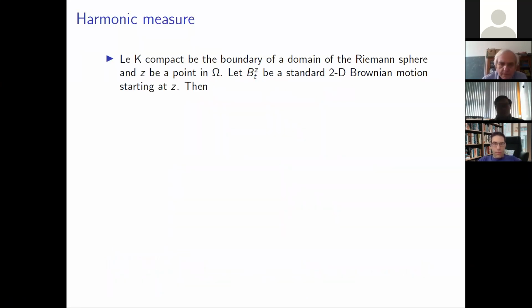So to start, maybe I will talk a little bit about harmonic measure, which motivates our study of the integral means spectrum. We consider a compact set K in the complex plane, which is the boundary of a domain in the Riemann sphere. And we can see Brownian motion start from a point in the domain, and there are two possibilities which might happen.